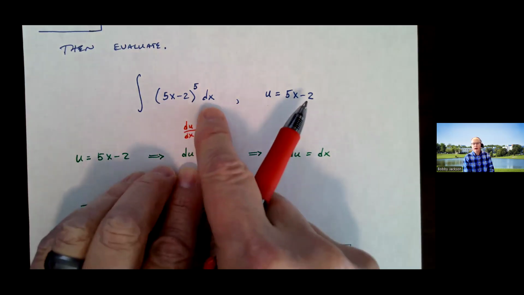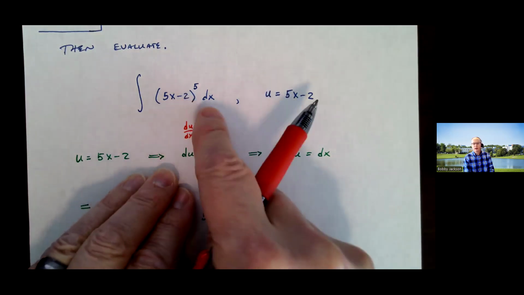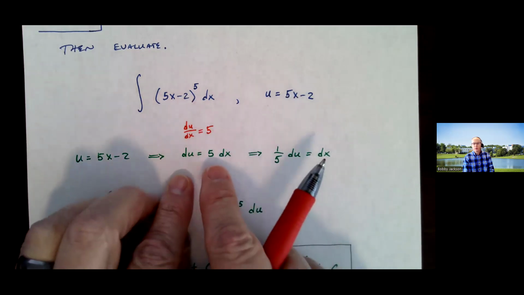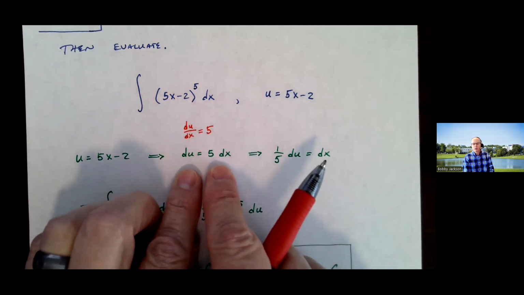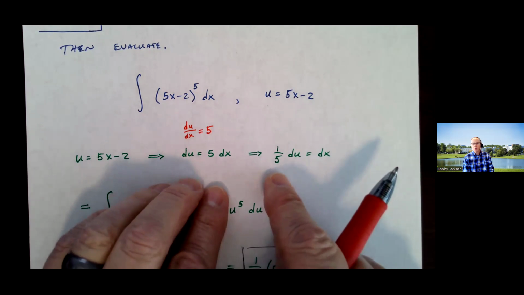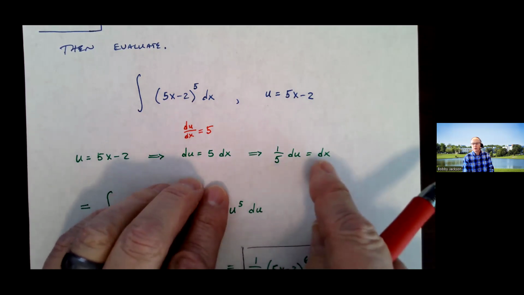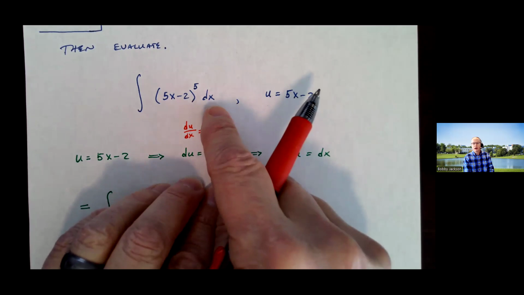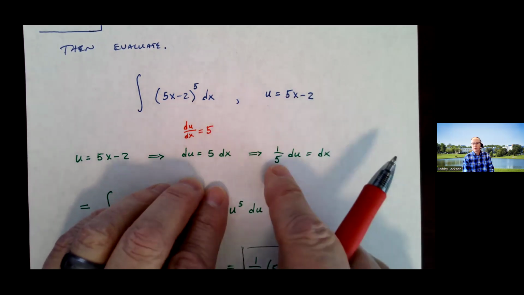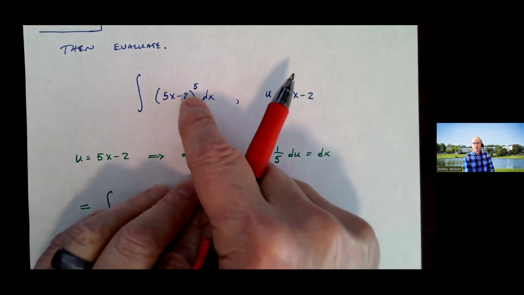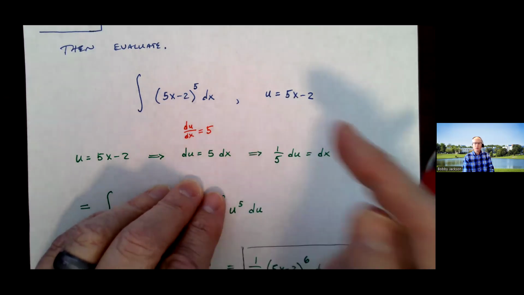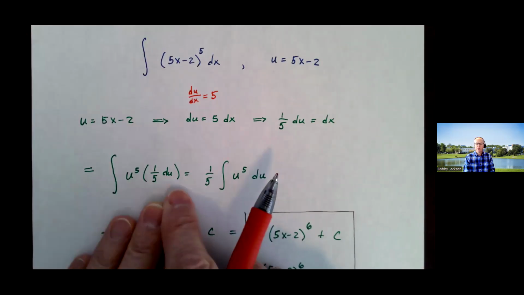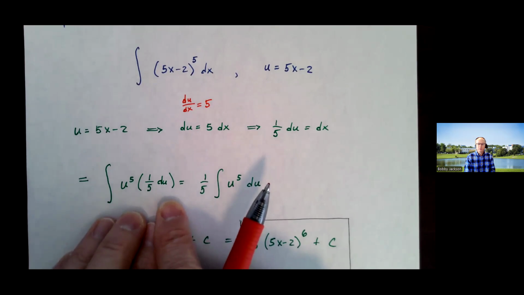Now, when I look up here, I have, of course, this will be u to the fifth. I have dx. The way I balance this out is I just multiply both sides of this equation by 1/5. So 1/5 du will be the value of dx. So now I just simply replace dx with 1/5 du. 5x minus 2 to the fifth becomes just u to the fifth. And there's my integral now in terms of u.